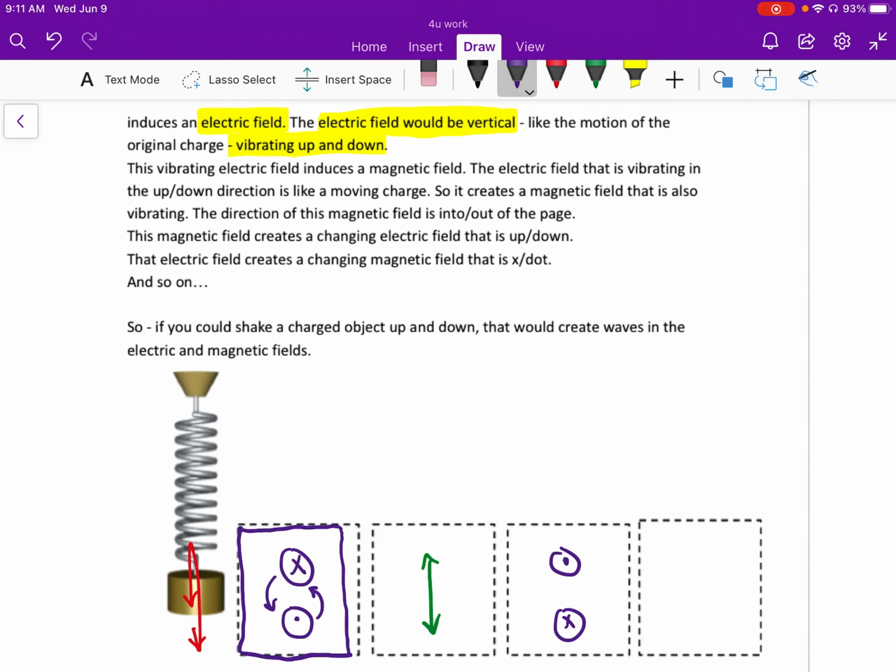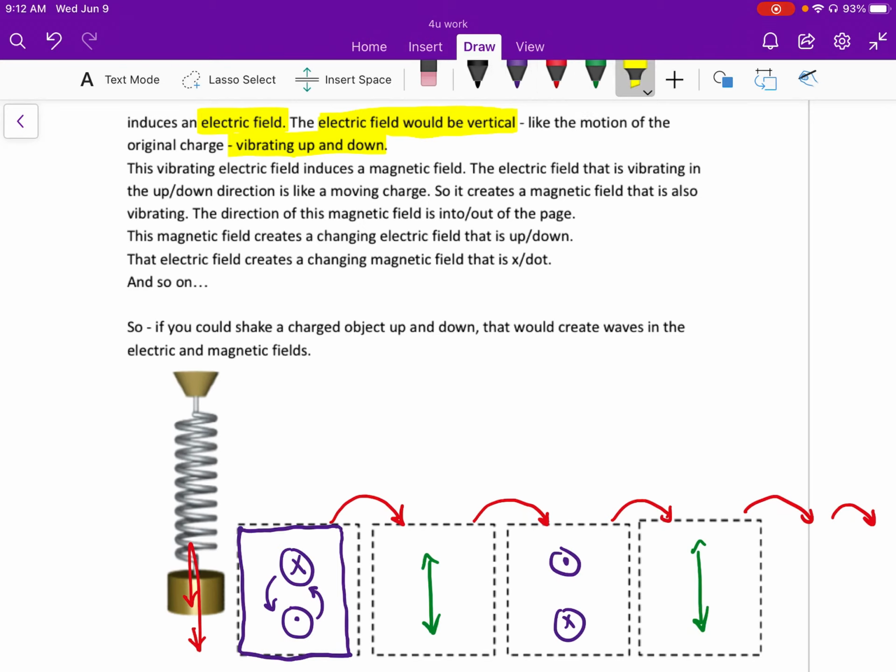The charge created a magnetic field, but the wobbling magnetic field created this wobbling electric field. This wobbling electric field creates a wobbling magnetic field. That kind of looks like where we started. That wobbling magnetic field creates a wobbling electric field, and so on. It's all typed up here, but it's basically one changing, creating another.